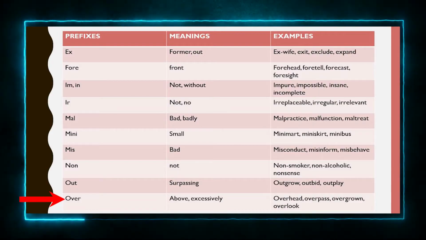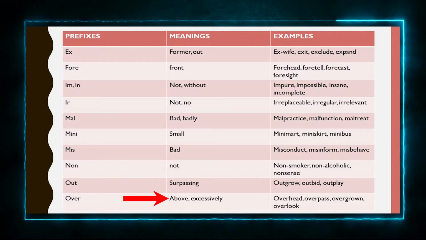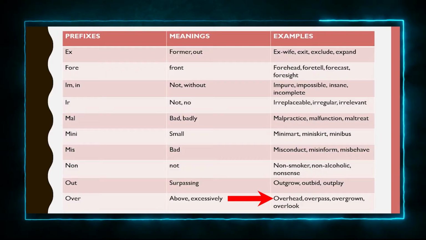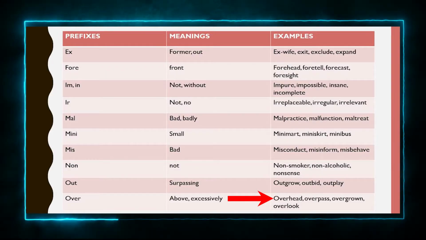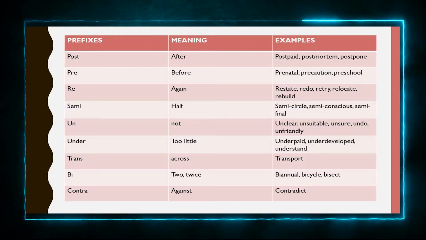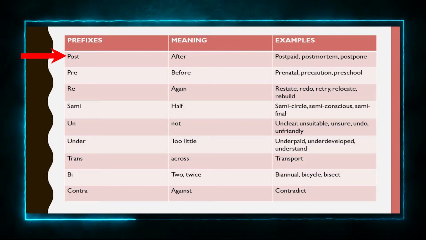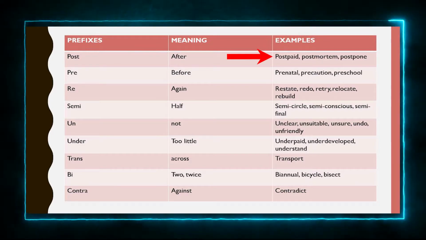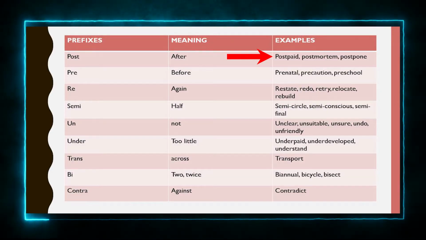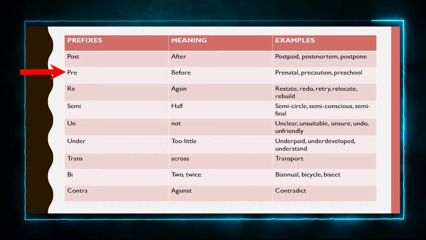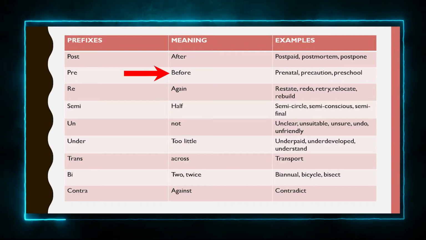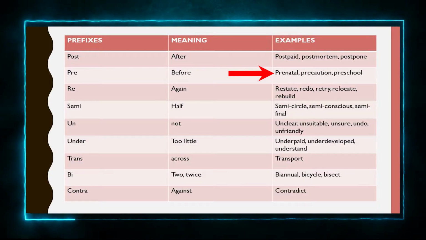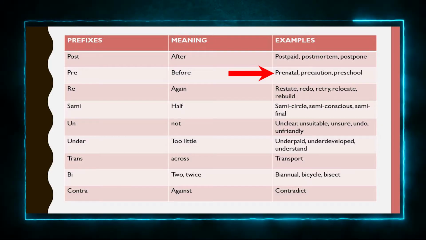Over is another prefix, which means above or excessively, and we might have words such as overhead, overpass, overgrown, or overlook making use of this prefix. There are other examples of prefixes which might include post, which means after, and might include examples such as postpaid, postmortem, or postpone. Pre is another common prefix, which means before, such as the words prenatal, which means care before pregnancy, and precaution or preschool.